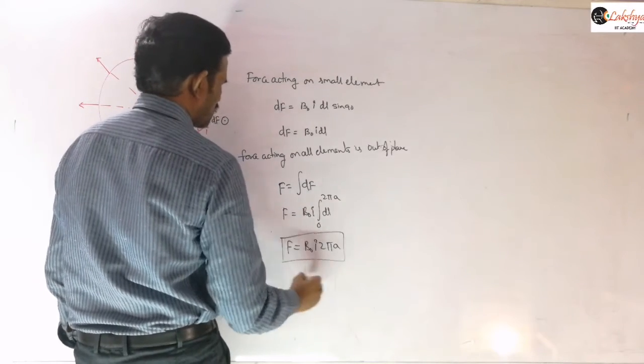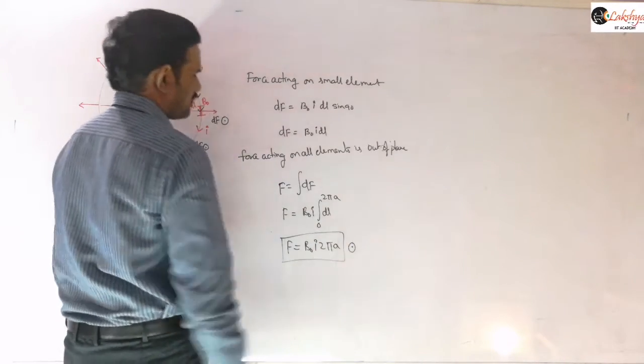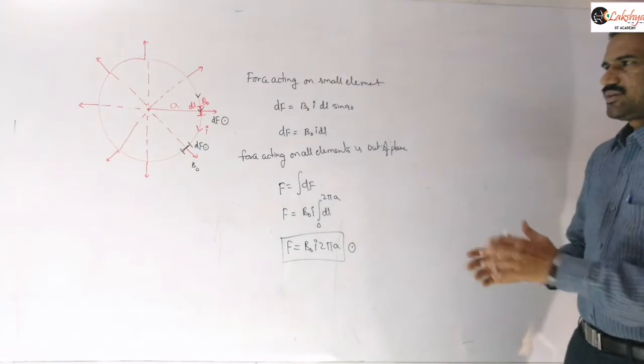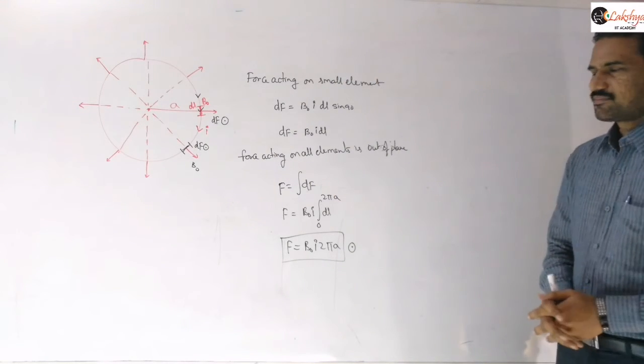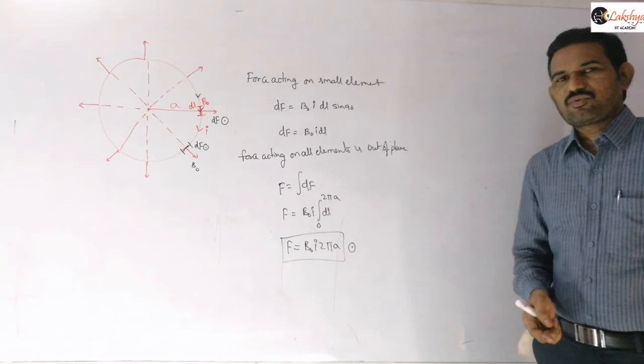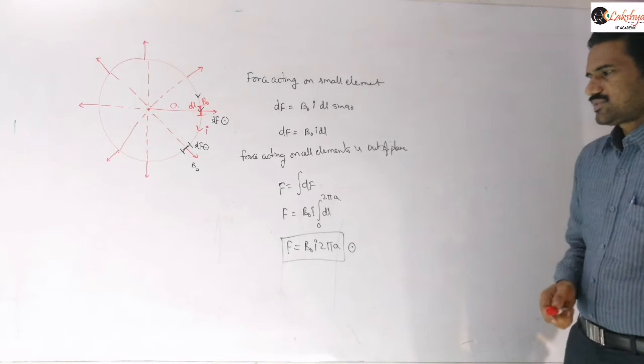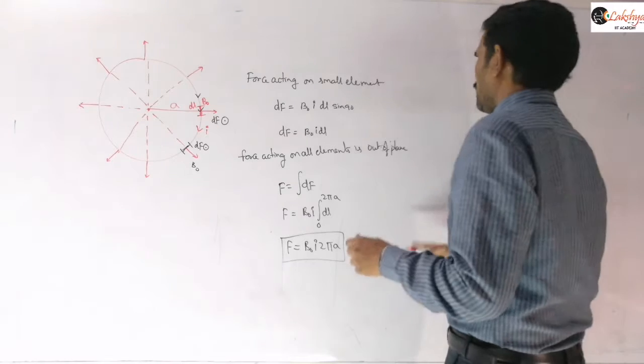So this will be the direction of the force, and this force is out of the plane here. That is the direction of that force, right? So that is in case of radial field here. And one more similar problem is there for the radial magnetic field. So let us see that problem now.